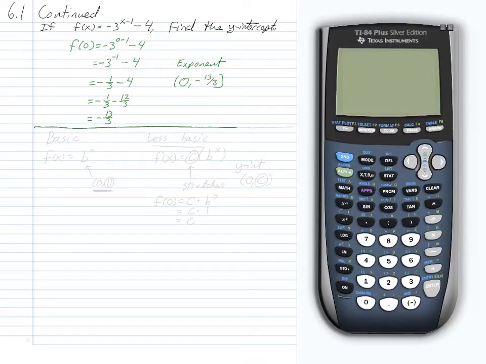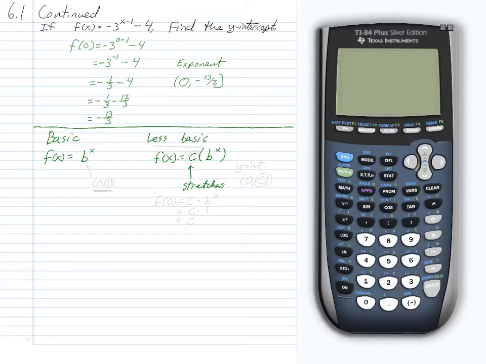Now, generally speaking, our basic exponential looks like f of x equals b to the x. But quite frequently in the wild, when we're actually working with these functions, we might see a less basic version, where we could have a constant multiplier. F of x equals c times b to the x. Alright, so we're multiplying b to the x by c, effectively stretching and potentially flipping our graph.